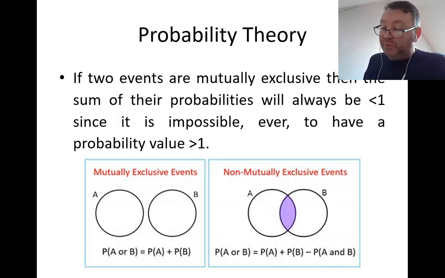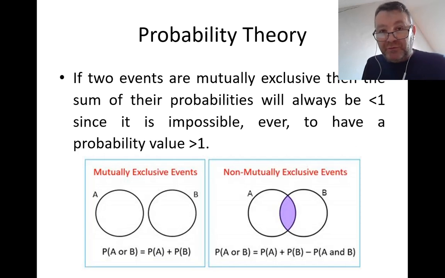If 2 events are mutually exclusive, then the sum of their probabilities will always be less than or equal to 1, for the very simple reason that you can't have a probability greater than 1, ever. There's no such thing as a probability of greater than 1. Remember the 2 bookends? 0, definitely never happen. 1, definitely will happen. There's nothing outside those. Everything happens in between those bookends.